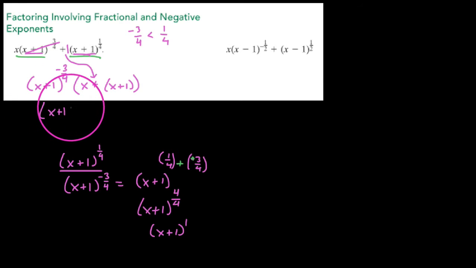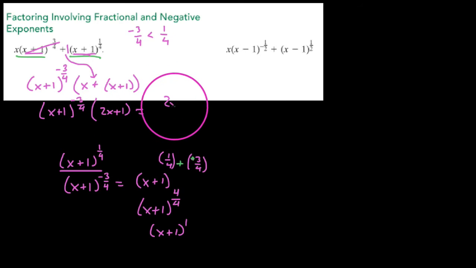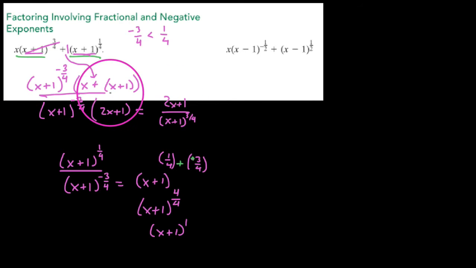We say x plus 1 to the -3/4, and this is all times x plus 1, which is really 2x plus 1. If we wanted to simplify this further, which we probably should, it'd be 2x plus 1 over x plus 1 to the 3/4, positive. But for right now, this is what we're looking for. We were trying to factor it, and I was able to rewrite it as a product. Remember, we're trying to write the sum as a product.